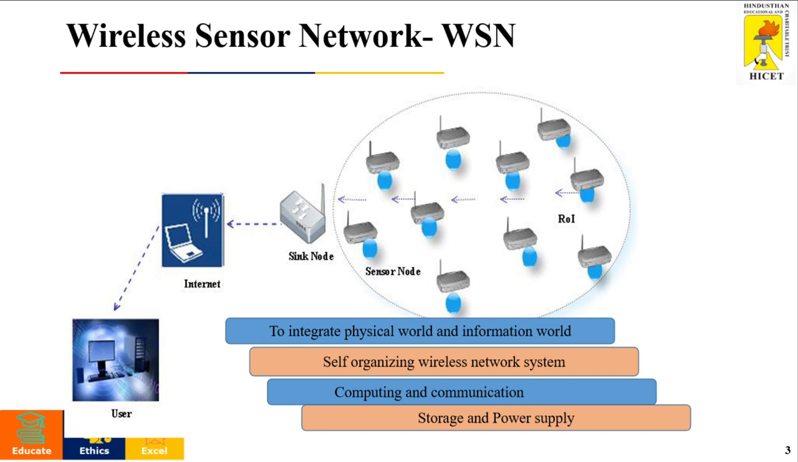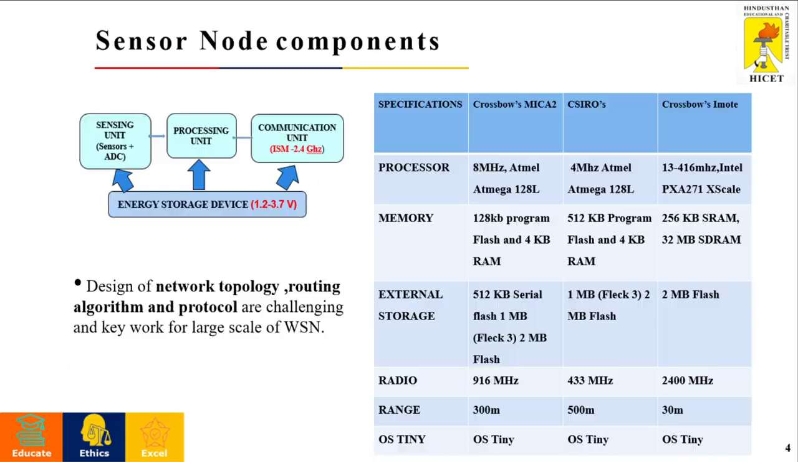When you see the sensor node, the sensor nodes are very vital, and they integrate the physical world and the information world, you can say. Moreover, these sensor nodes are deployed as a self-organizing wireless network system. If you look at the features of the sensor node, it has computing and communication facilities, whereas the storage and power supplies are very limited.